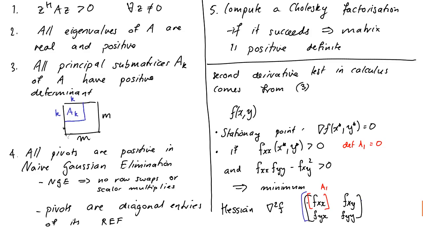The second test is that det A_2 is greater than 0. So we've just done this principal submatrices test on our Hessian, and if it's positive definite, we get a minimum. And the other cases from your second derivative test apply here as well.